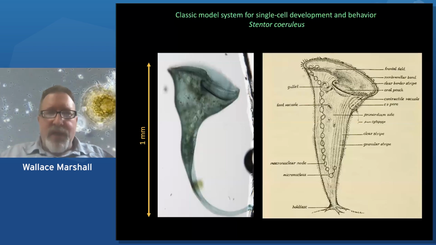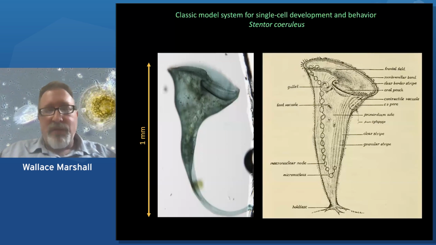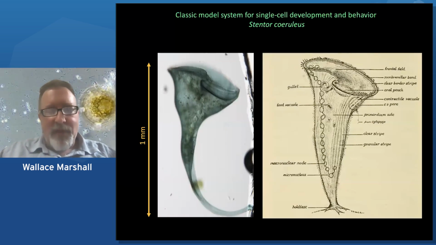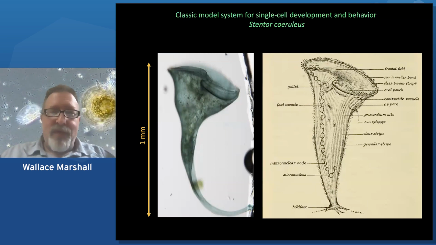So Stentor is a remarkable cell. It's a ciliate like paramecium, but it's very large, about a millimeter long, dark blue. You can fish them out of ponds all over the world. We actually can get them out of the Golden Gate Park just down the road. The cells have very complex and beautiful structures, which we also study.